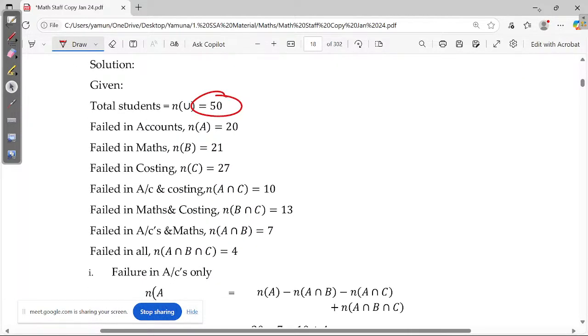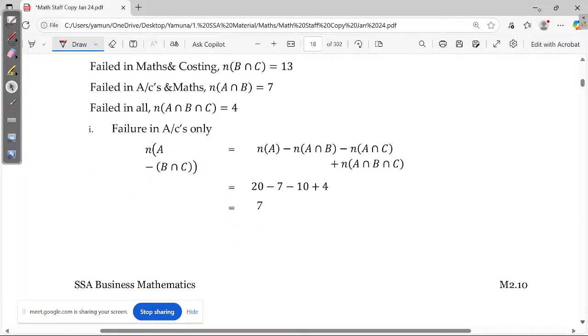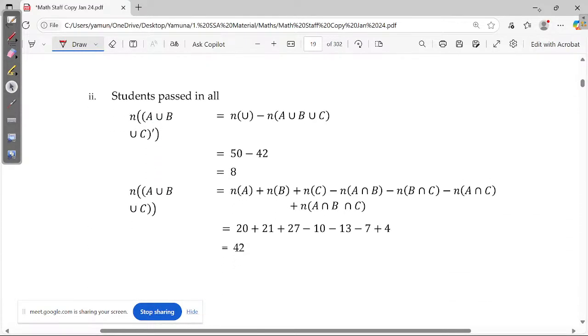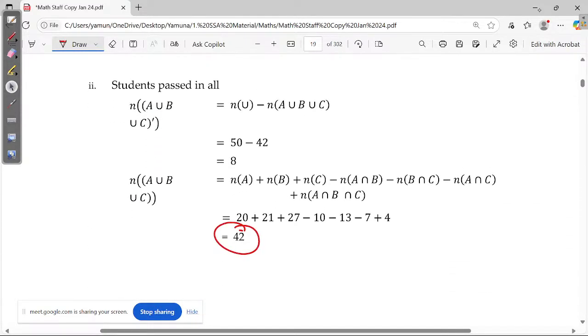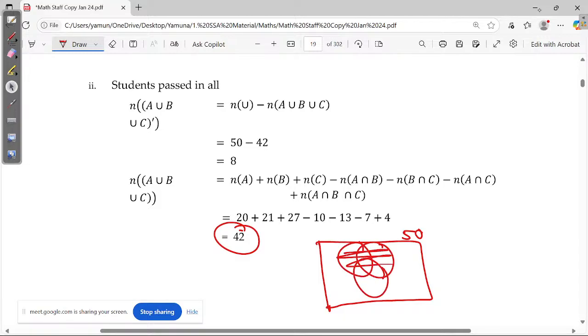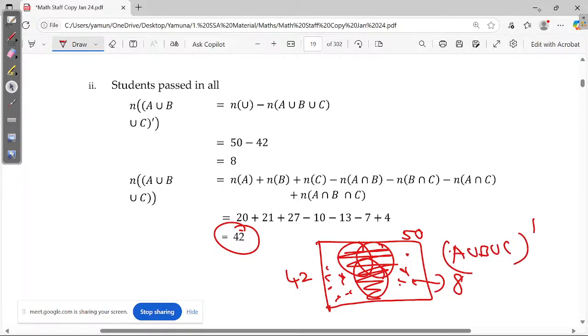Total is 50. And what was A union B union C, you remember? See, A union B union C is 42. Total is 50, so the 50 is for the whole rectangle. But when we talk about A union B union C, this alone is 42. So the remaining, which I am placing as dots, is nothing but 8 students, which is A union B union C, the whole dash. Done? Okay.